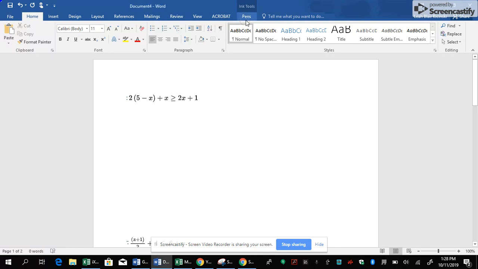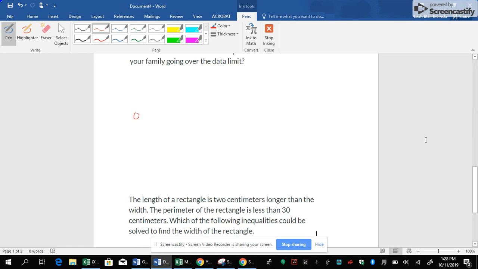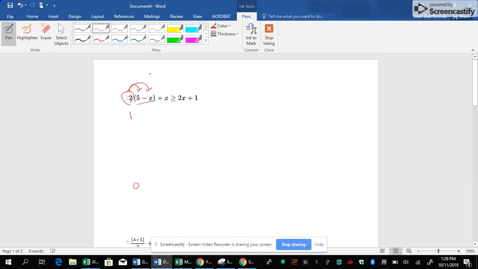Anyways, let's go ahead and work out some of these inequalities. So you're going to be solving these inequalities just like you would do any equation. So, for example, when you see a number in front of parentheses, what you're going to do is distribute it, right? So 2 times 5 is 10. Whoops, sorry, my screen just jumped. Okay, 10. And 2 times negative x is negative 2x.